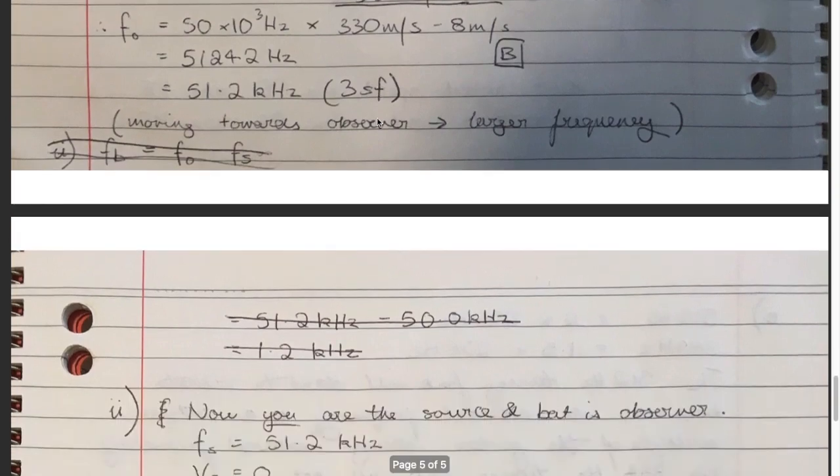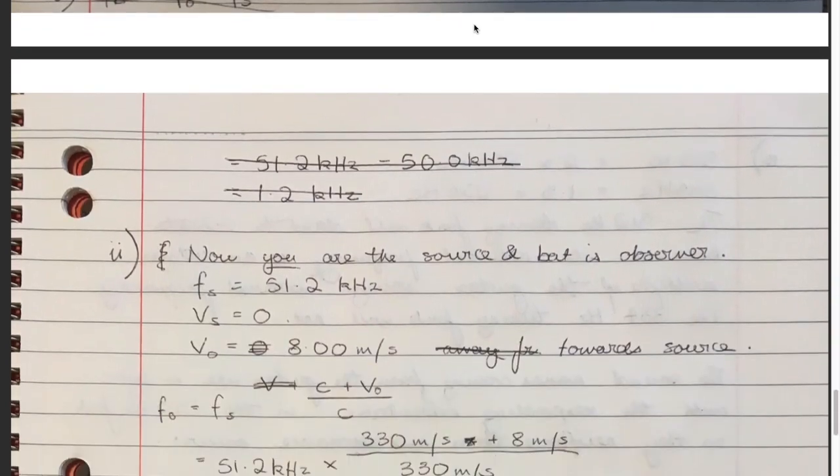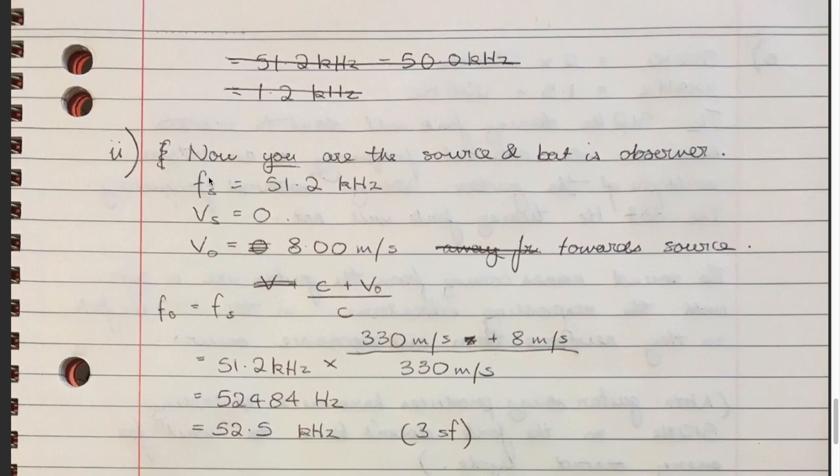But then the bat is still moving towards you, so the sound gets Doppler shifted again. In other words, our source frequency is now 51.2 kilohertz that we just worked out in part 1. The source, you, are not moving. The observer is the bat, and that is moving at 8 meters per second towards the source.